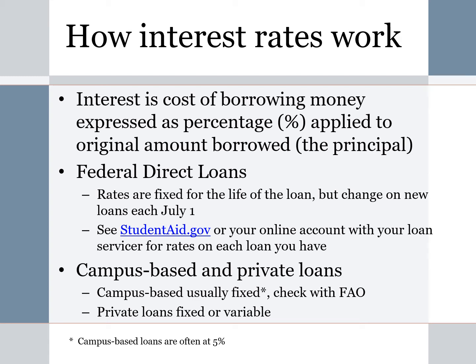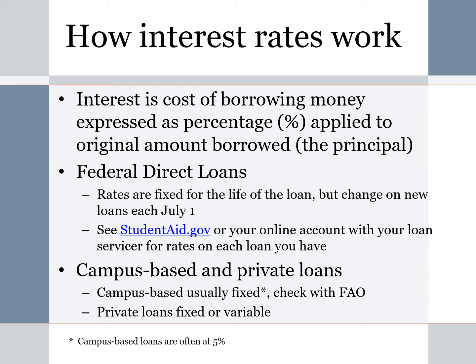If you're not sure what the rates are on your student loans, especially if you've already taken out loans, you can go to studentaid.gov, and when you log in, there's a dashboard that will list a lot of information on your individual loans, including the interest rate, and you can always see your interest rate if you go online with your loan servicer.